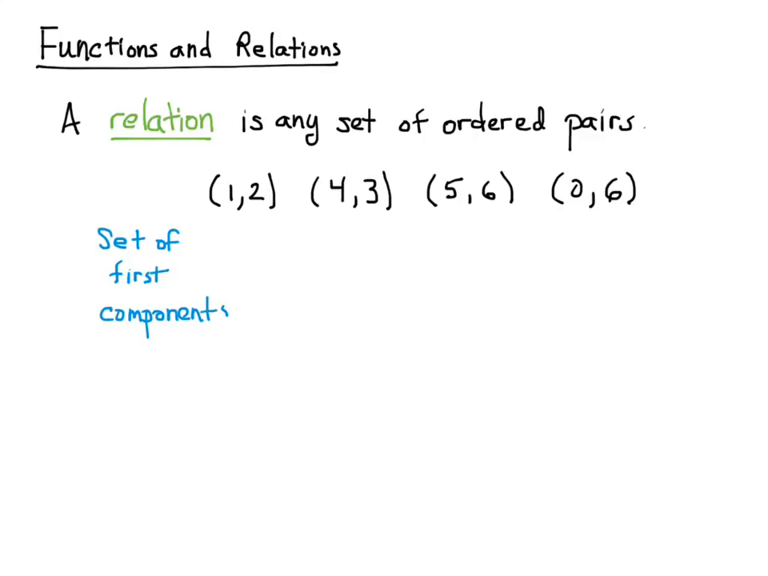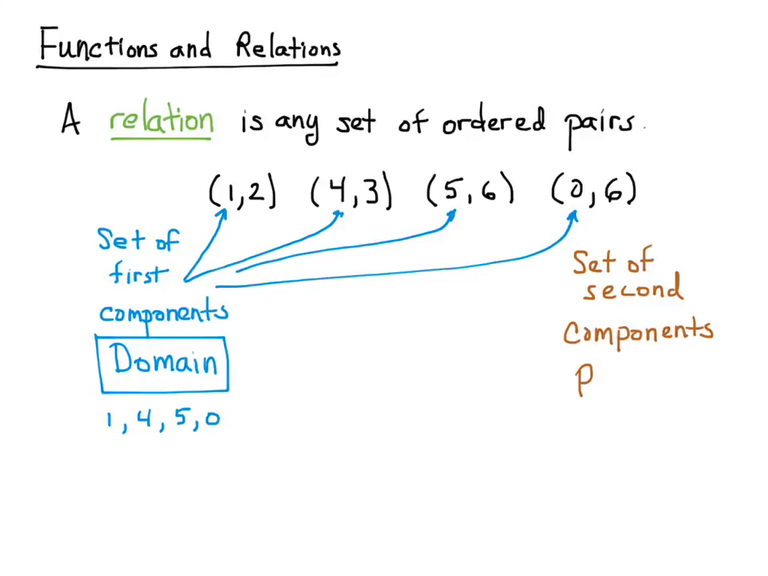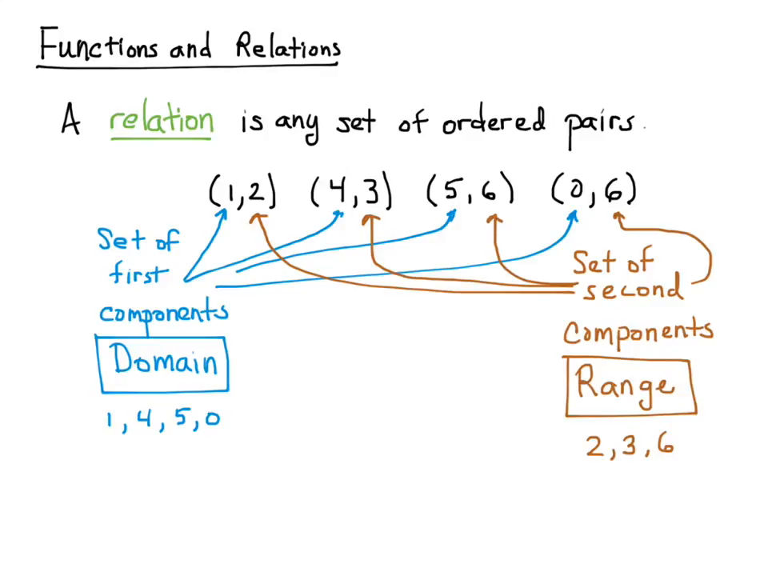So the order of these numbers is very important. The first components, we're going to talk about that. The set of those numbers is the domain. All right, so the domain means these are all the numbers that are the input. If I were to say what is the number associated with 1, 4, 5, or 0, that's what I'm talking about, the domain. What are the numbers that this relation operates from? And then the numbers that are essentially the output, we're going to call that the range. And so our range here is 2, 3, and 6.